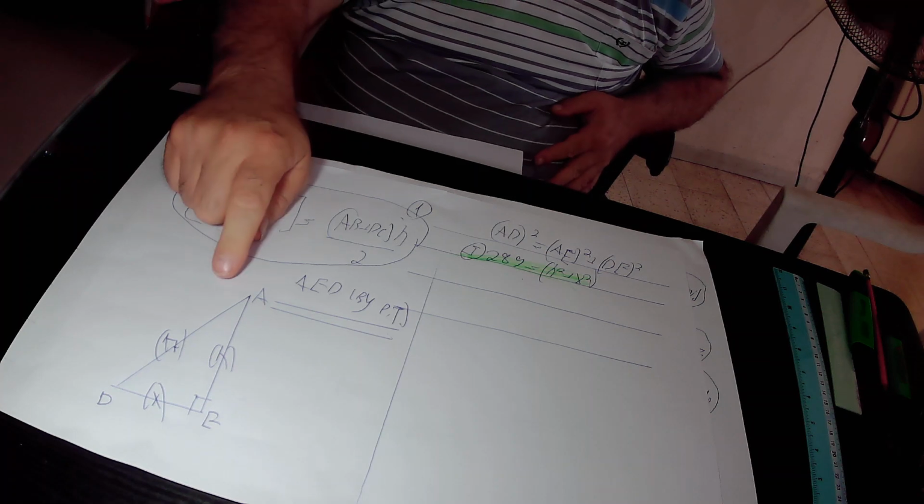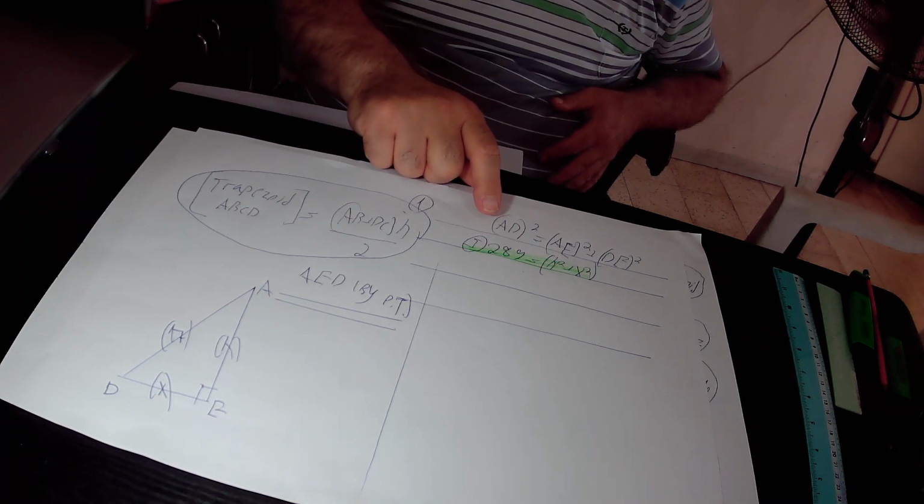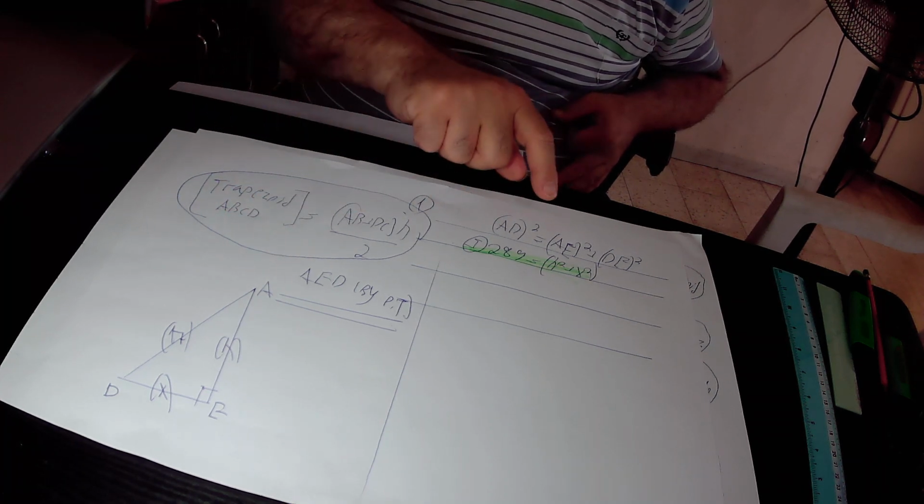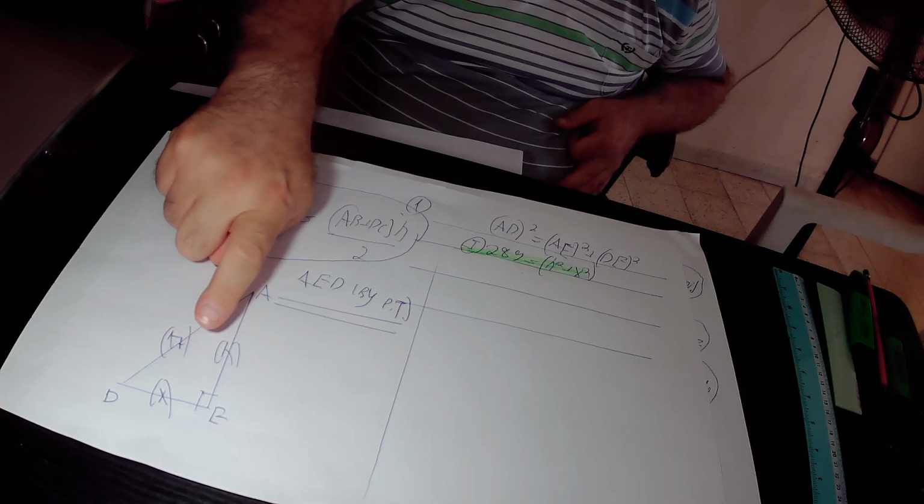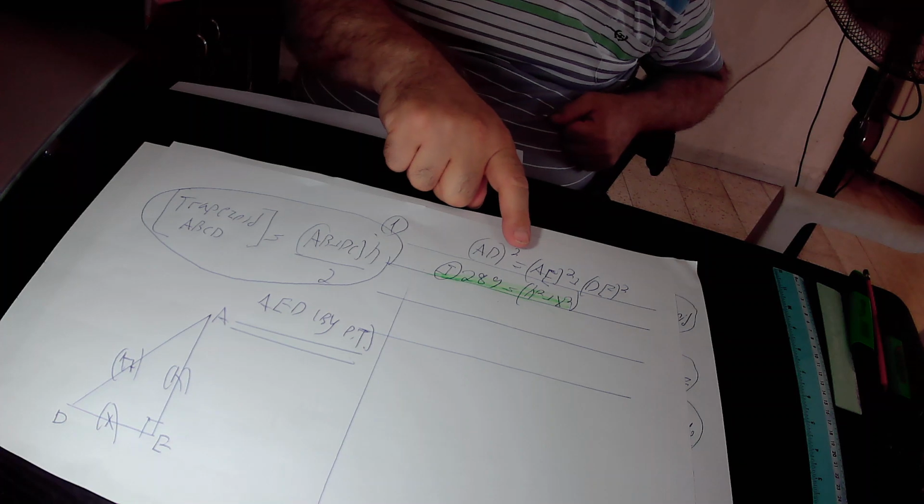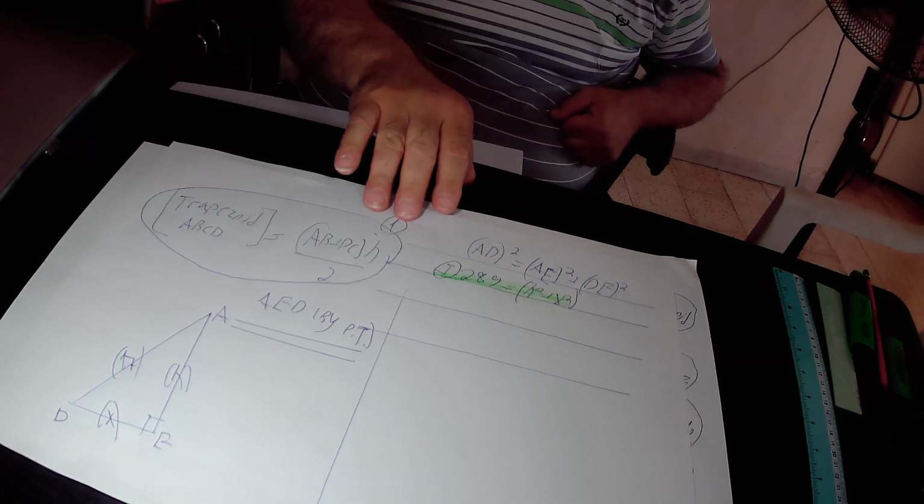The opposite AD is 17, therefore AD square is 17 square, that is 289, and it equals AE square. AE is H, therefore AE square is H square, plus DE square. DE is X, therefore DE square is X square. So in total, according to equation 1, we find that H square plus X square equals 289.